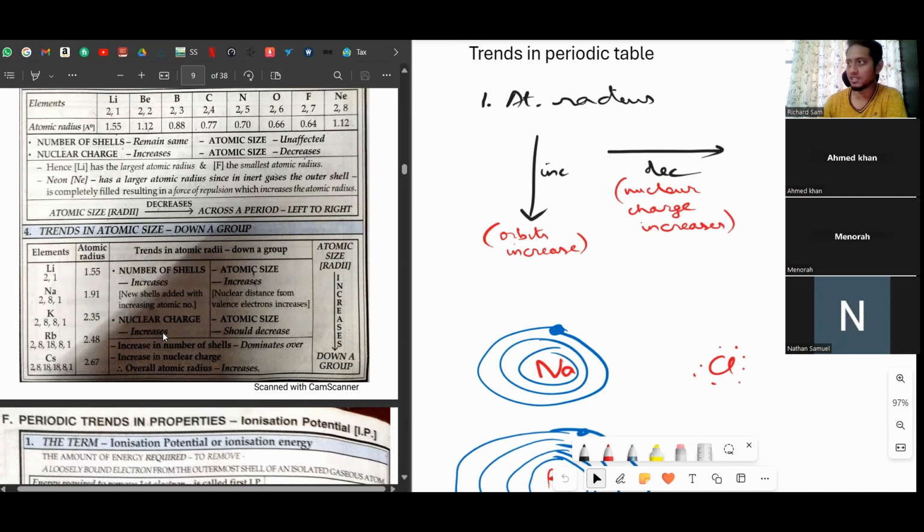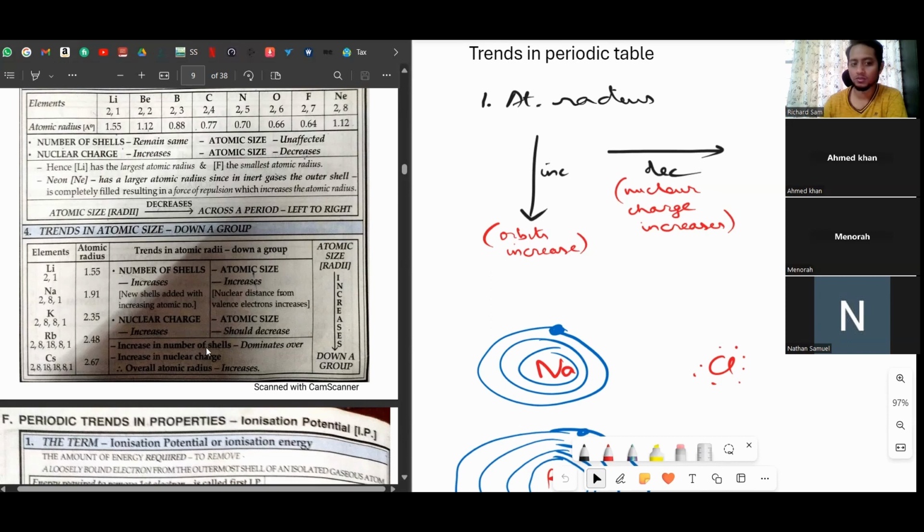Nuclear charge actually increases when you go down because the number of protons is increasing, the number of electrons is increasing. So according to that, the atomic size should decrease. That's what we saw before, right? If the nuclear charge increases, the atomic size should decrease. But why is that not making an effect over here?